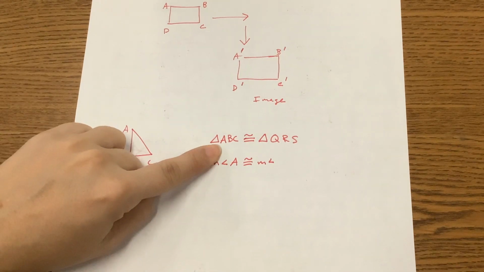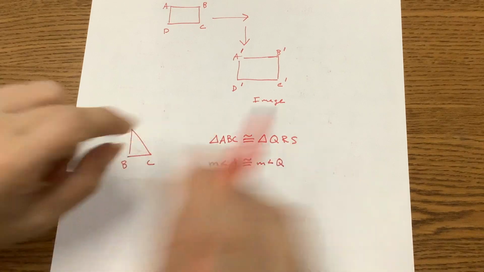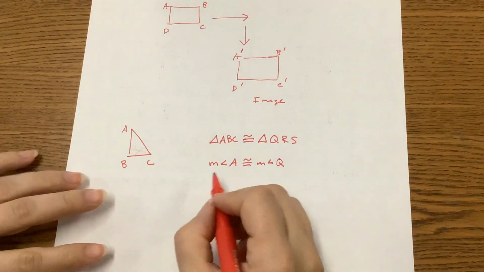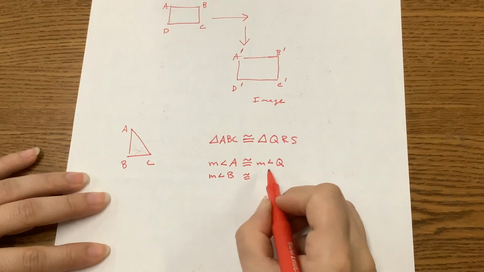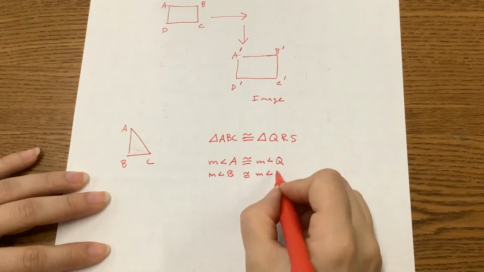A is the same as Q. How do you know? Order matters. So A came first, Q came first, so they must be corresponding. So that means that the measure of angle B has to be congruent to what? R.